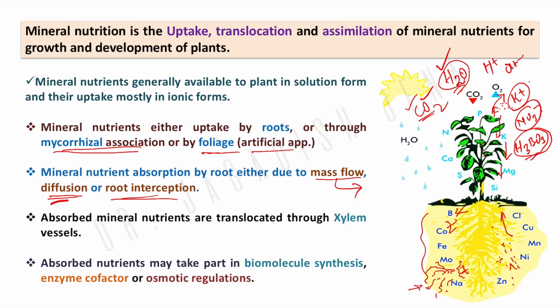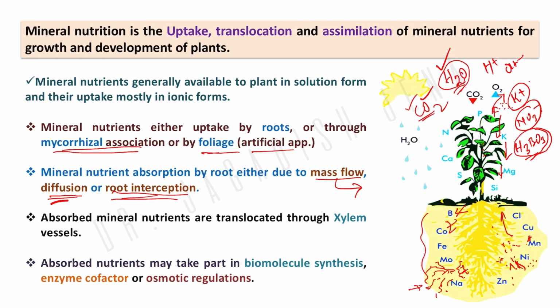Suppose in the root system there is a low concentration of nutrient, and nearby there is a high concentration of nutrient. Then from higher to lower nutrient concentration there will be a movement, that is called diffusion. That cation or anion diffuses. Then root interception, where the root itself extends to the nutrient, and due to contact of the root with the nutrient, if an exchange happens between nutrient and root, then that is called root interception.